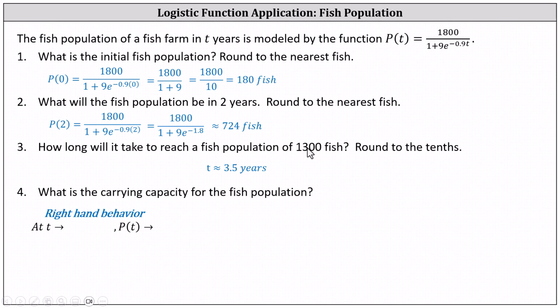And finally, number 4, what is the carrying capacity for the fish? Which means as the time increases, what will the fish population approach? We can answer this question by determining the right-hand behavior, which is determining what's happening to the value of P of t as t approaches infinity.